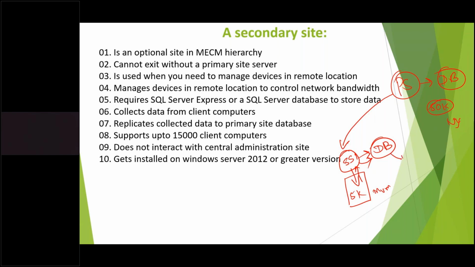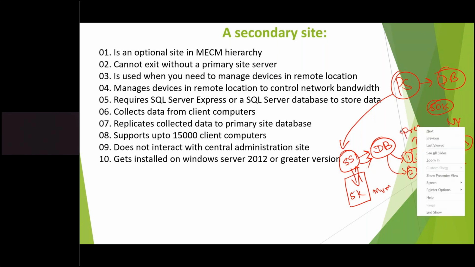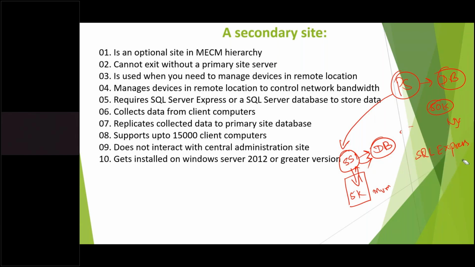For this database, you can have either SQL Express, which generally we go with because it is free of cost, or SQL Server, anything of your choice. We will install SQL Express to store the secondary site database. The data of these 5,000 computers will go here, and from there it will pass on to the database. Then this data will be passed on to the primary site database. So the secondary collects data from client machines and replicates the data to the primary site database.